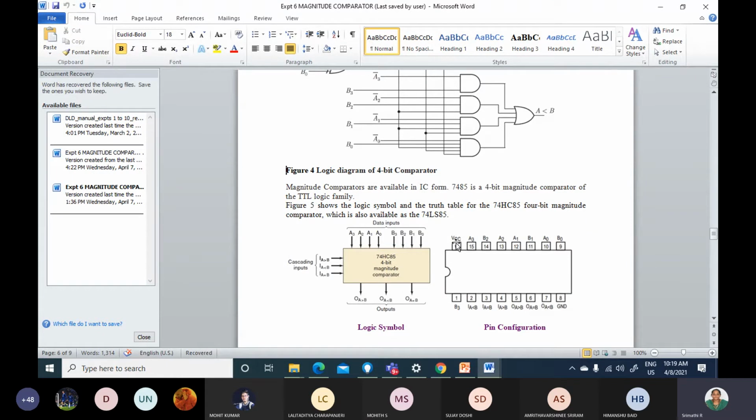So this is a 16 pin IC. This is your VCC. This is your ground. You have four inputs B, four inputs A, three outputs, and three cascading inputs: I A less than B, I A equal to B, and I A greater than B.